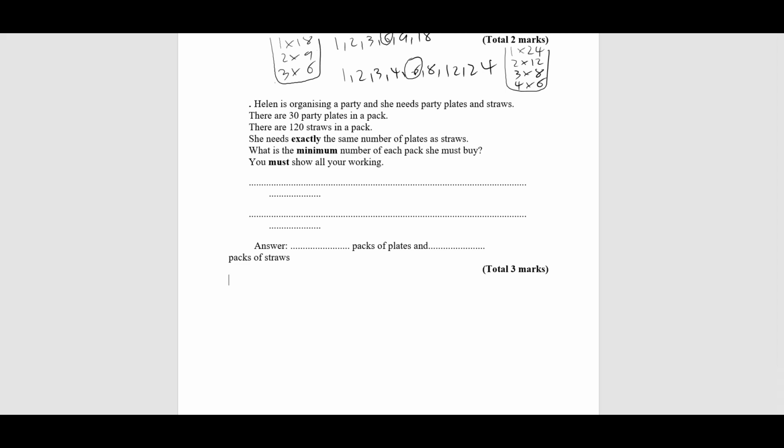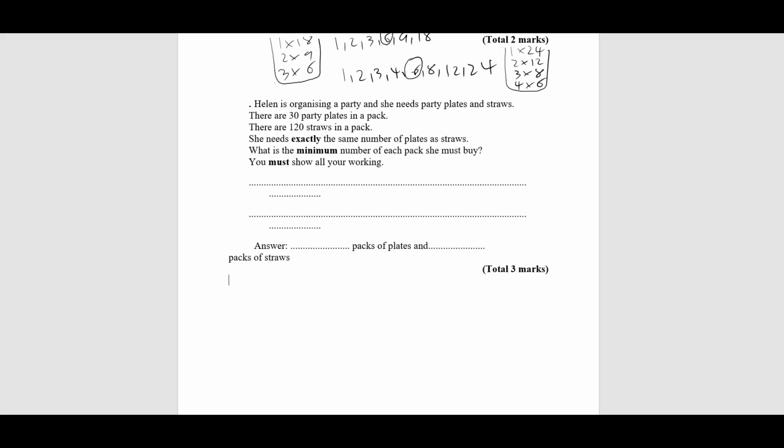This time we should be thinking of the word least, so least common multiple. So there are 30 party plates, 120 straws. It's exactly the same number of plates and straws. So what is the minimum number of each pack that she must buy? So she needs the same, obviously. For every plate, she needs straws.